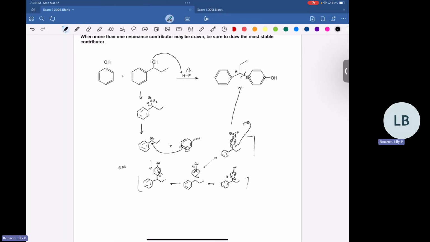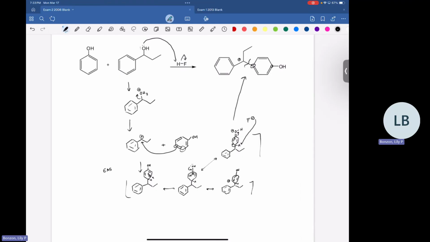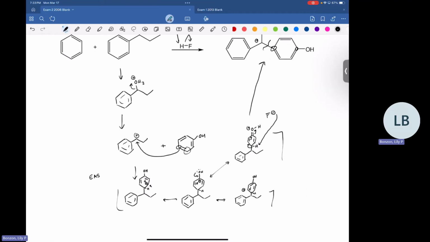For mechanism? Yeah, so this is an older exam, so the instructions are slightly different, I think. I think she would prefer that you show the most stable contributor going forward with the mechanism. But you definitely have to show the most stable one.